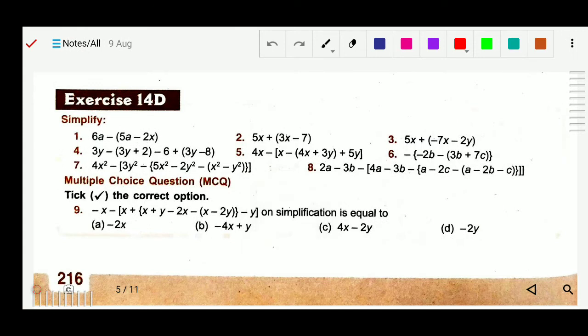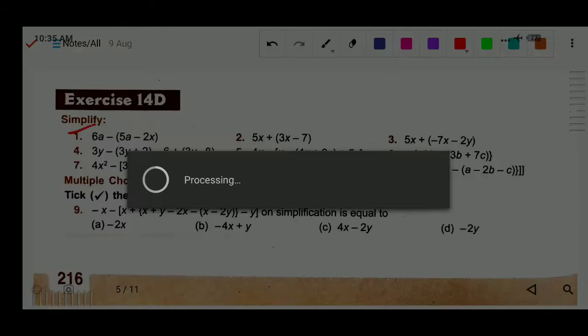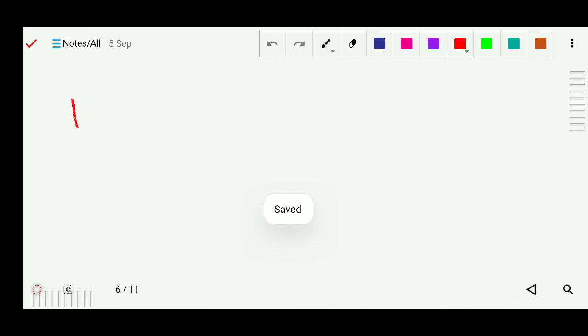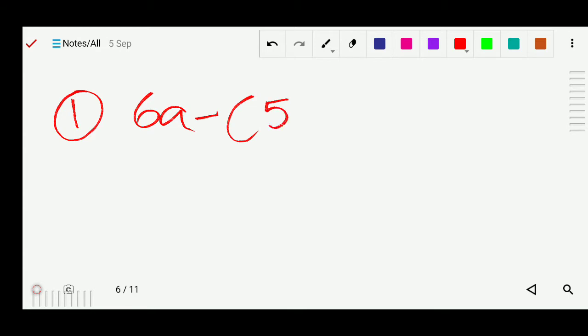First of all, you see question number 1. Simplify 6a minus (5a minus 2x). Let's solve question number 1. 6a minus 5a, then minus 2x. That we have to solve.